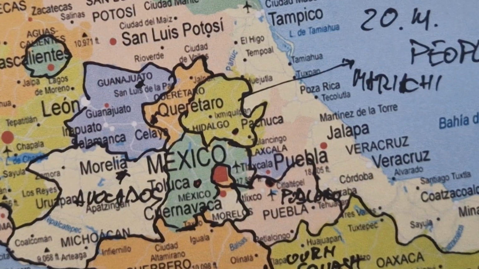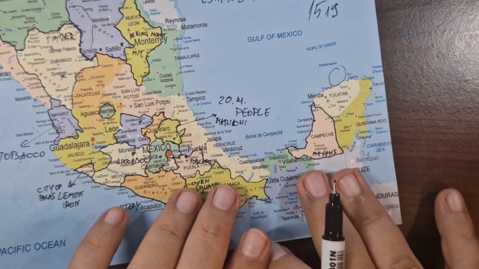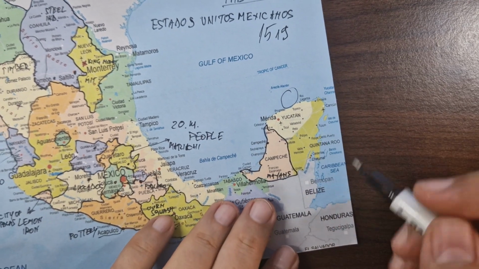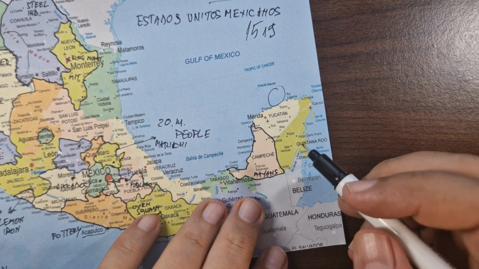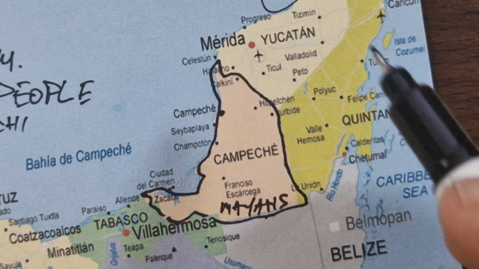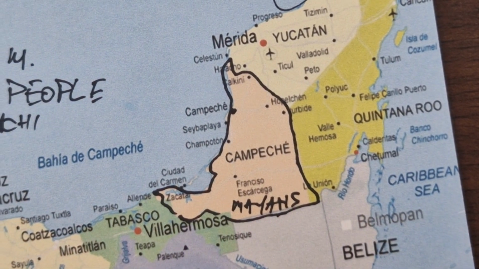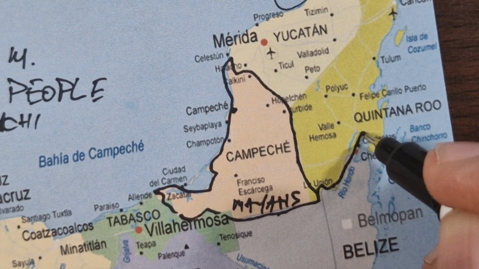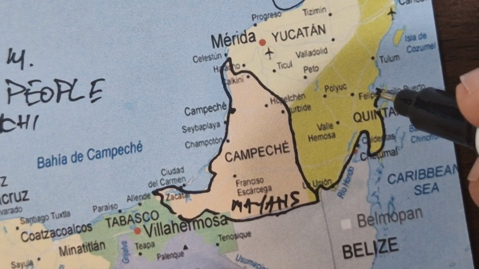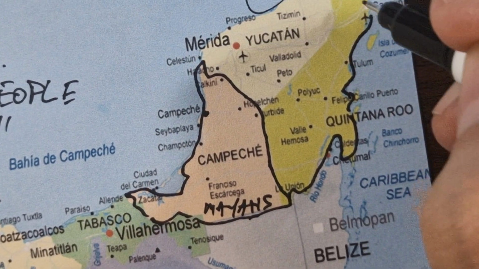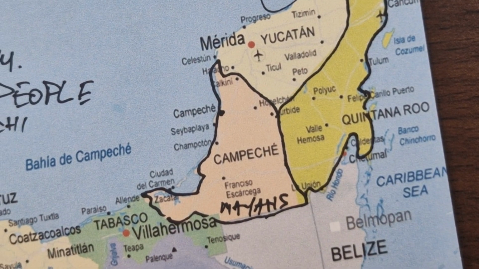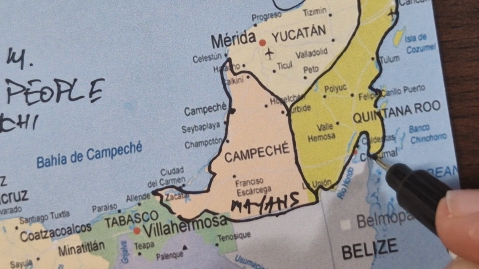Okay, and now let's move to the Atlantic coast. We have Quintana Roo here, this area. Chetumal is the capital here.